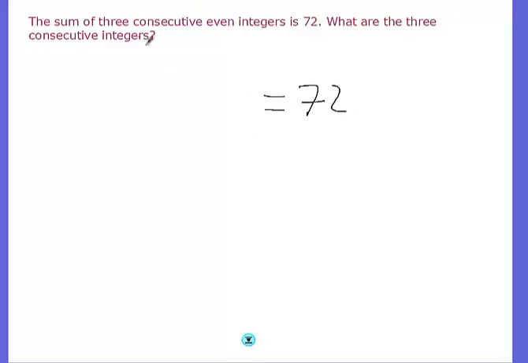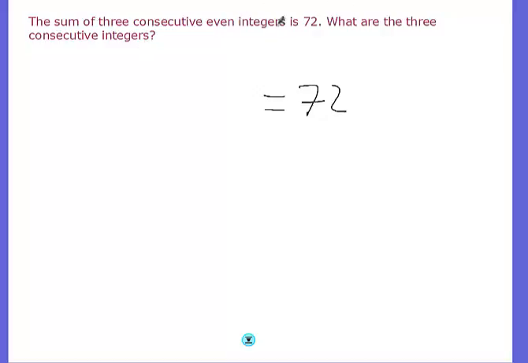On this left side, we have the sum of three consecutive even integers. So what you've got to ask yourself is, what does the word sum mean? Sum is the answer to an addition problem. The word consecutive means in a row, like 1, 2, 3, 4, 5, 6, Monday, Tuesday, Wednesday, April, May, June. Consecutive is things that are in order.